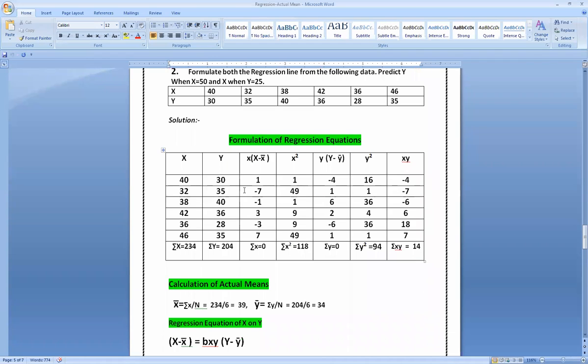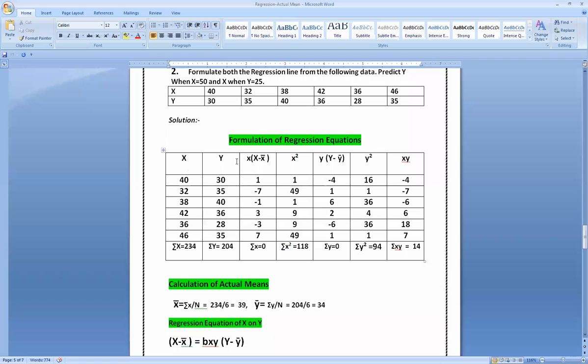Let us see the second question. The x values given are 40, 32, 38, 42, 36, 46. The y values are also given: 30, 35, 40, 36, 28 and 35. Similarly, how many columns do we have to frame? We have to have a table of 7 columns.